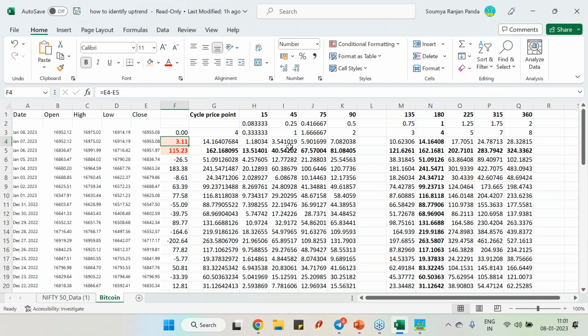So should I accept the 45 degree here, or should I accept the 90 degree? Can anyone tell me? On the 6th there is a $115 move, and on the 7th it is merely $3 of move, only $3, and that is plus only. So on the 8th today, should I say my uptrend will be confirmed once it moves plus $3.5, or my uptrend will be confirmed once it moves plus $7.08?